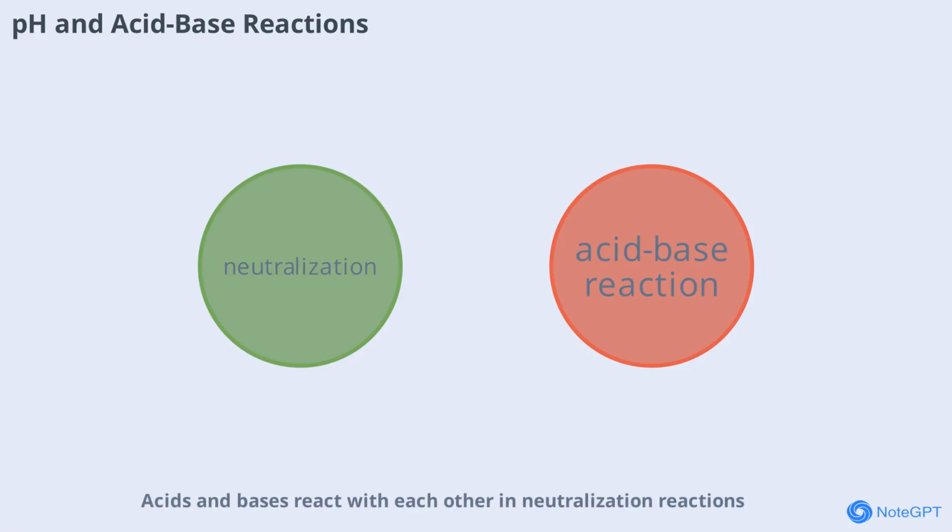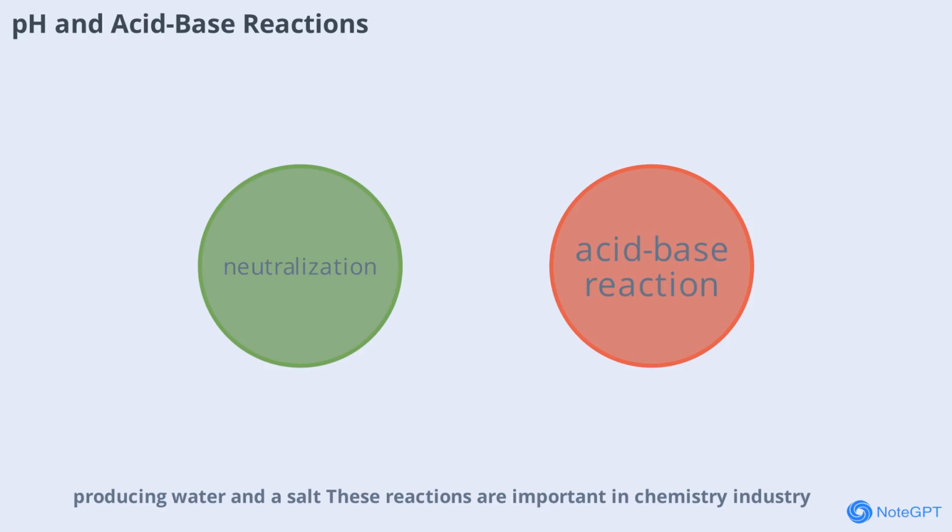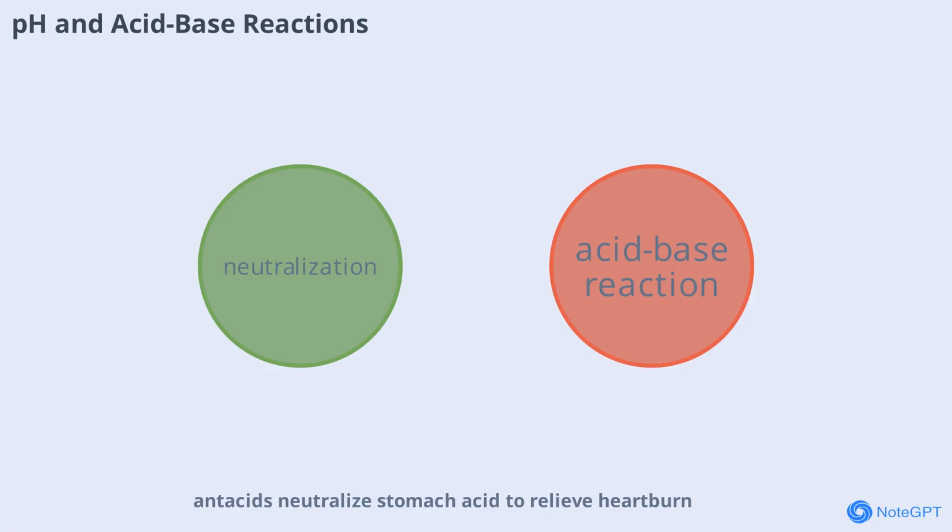Acids and bases react with each other in neutralization reactions, producing water and a salt. These reactions are important in chemistry, industry, and everyday life. For example, antacids neutralize stomach acid to relieve heartburn. Understanding pH helps us predict and control these reactions.